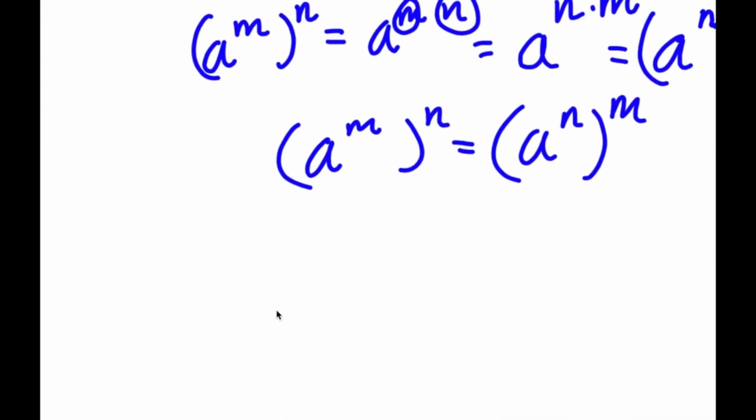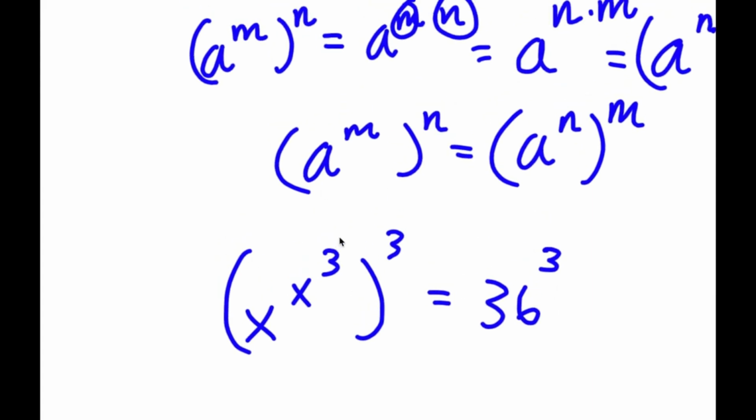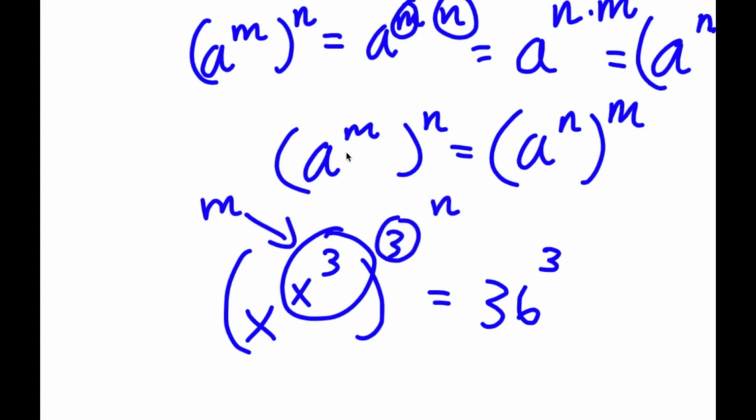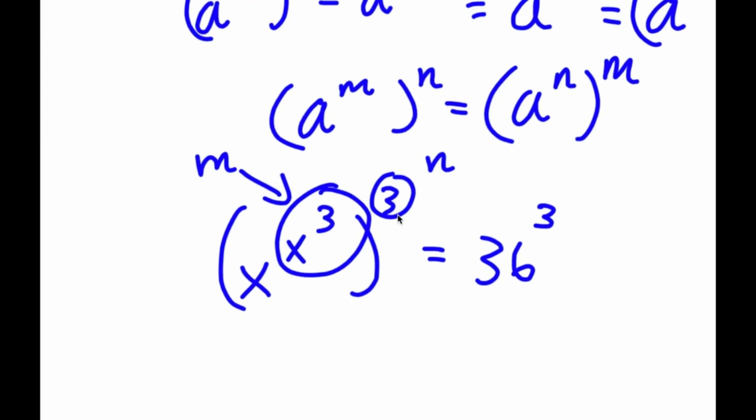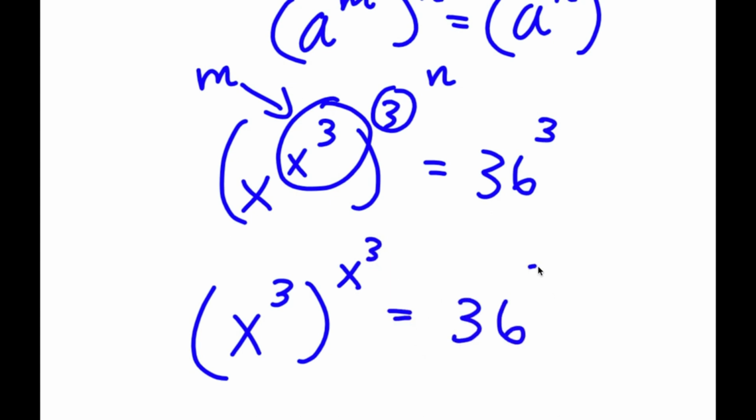So in this case, I have x to the power of x to the power of 3, to the power of 3, is equal to 36 to the power of 3. And I can think of x to the power of 3 here as m and 3 here as n. So if a to the power of m to the power of n is equal to a to the power of n to the power of m, then I can change the places of these two. So now I have x to the power of 3 to the power of x to the power of 3, and this is equal to 36 to the power of 3.